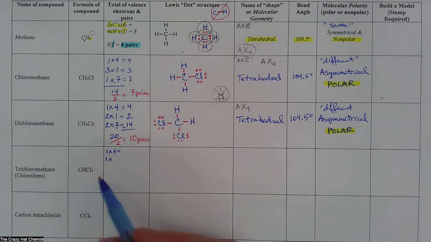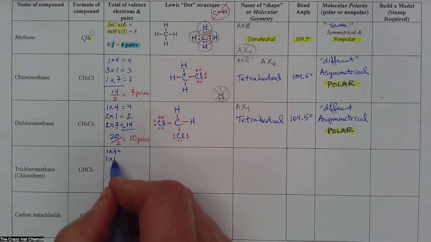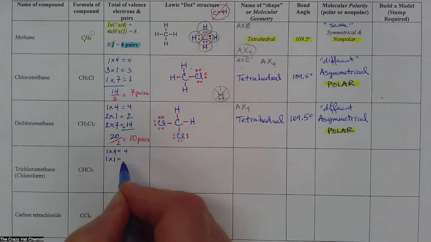How many valence electrons in hydrogen? One valence electron in hydrogen. One. So this is a four. One times four is four. One times one is one.